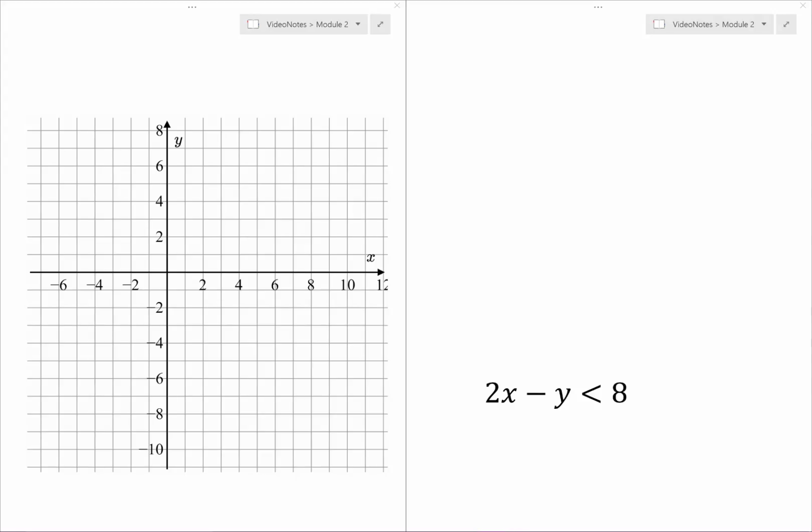Let's walk through how to graph the linear inequality 2x minus y is less than 8. Doing this involves determining all of the points (x, y) that make this inequality true.